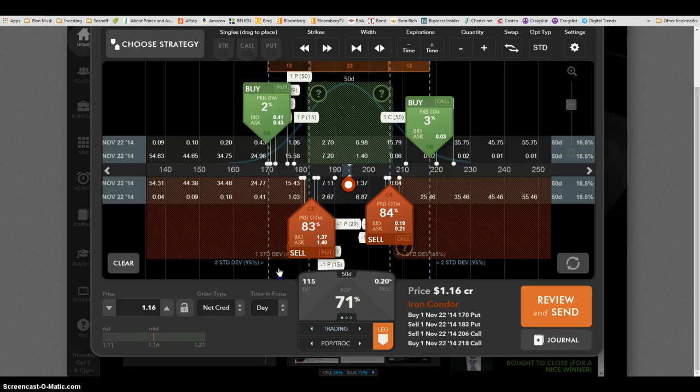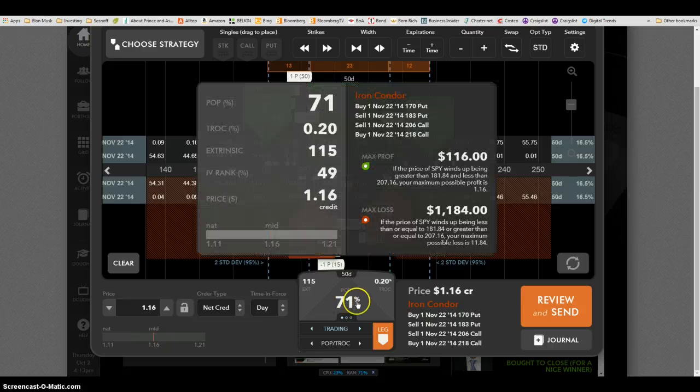So why did I tell you to put the widths at $5 apart? Well, take a look. I'm risking $1,184 to make $116. So pretty much that'll be like a 10% return on my capital, right? But what if you don't have a larger account? You don't want to risk this much or tie up this much capital.